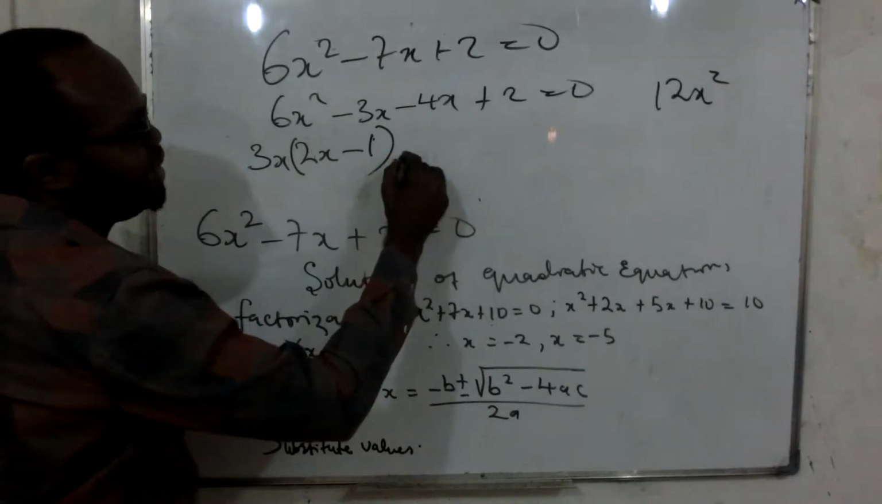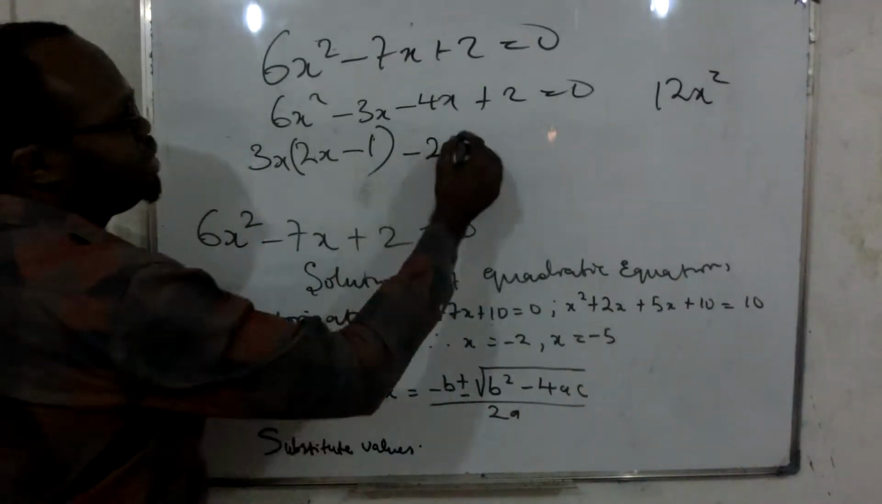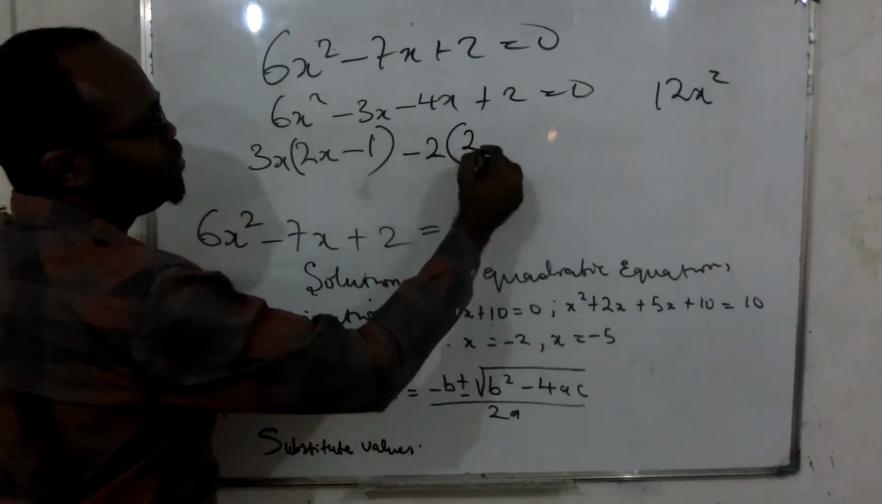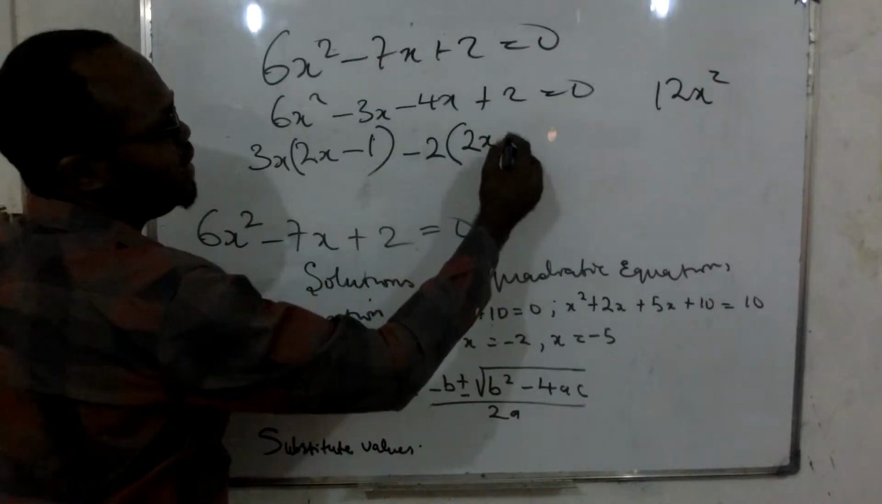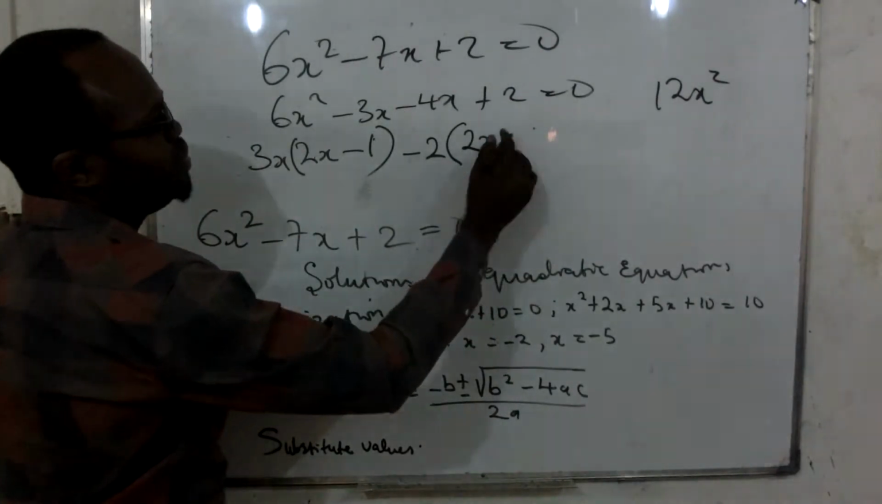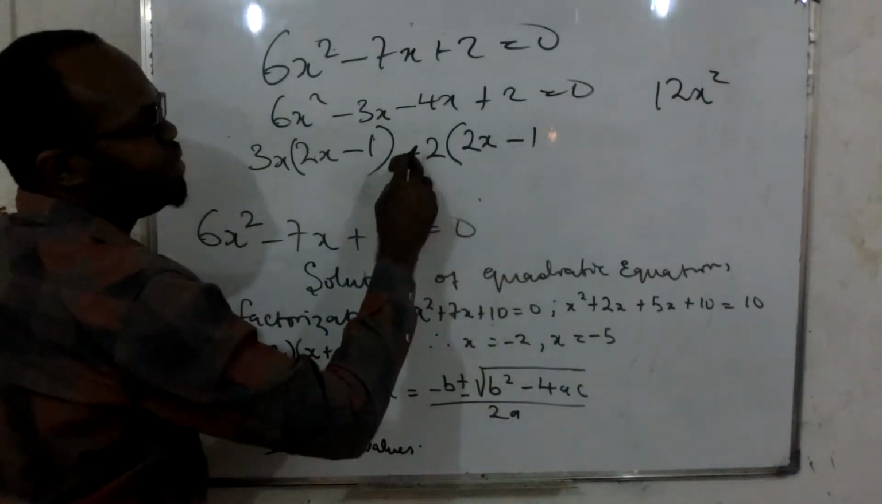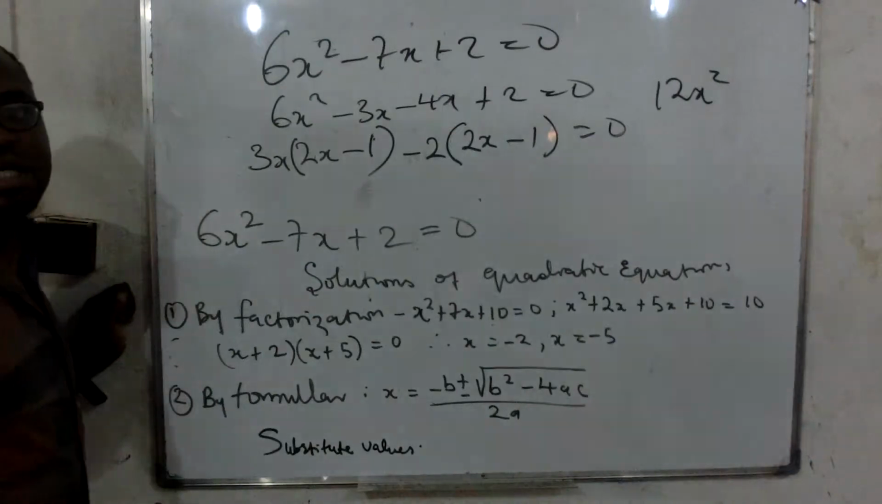For this one, what do I write? Minus, what is common? 2. Isn't it? Yes. In bracket, what should I write here? 2x. Yes. Then, what should I write here? Plus 1. Is it plus or minus? Minus 1. So that when you say minus times minus, it will become plus. Equal to what? 0. Isn't it?